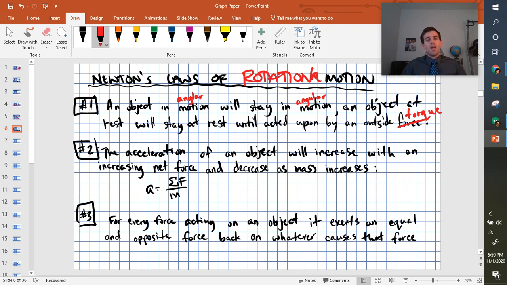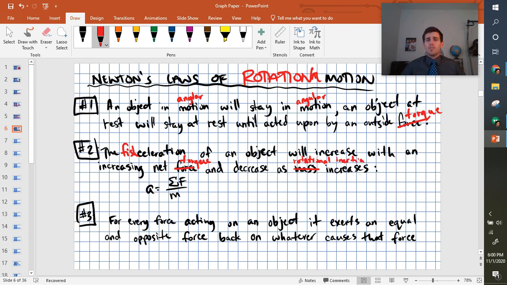Our next one: the acceleration of an object will increase with an increasing net force and decrease as mass increases. We can rewrite this in angular terms. The angular acceleration of an object will increase with an increasing net torque and decrease as, and this is going to be a new idea, the rotational inertia increases.